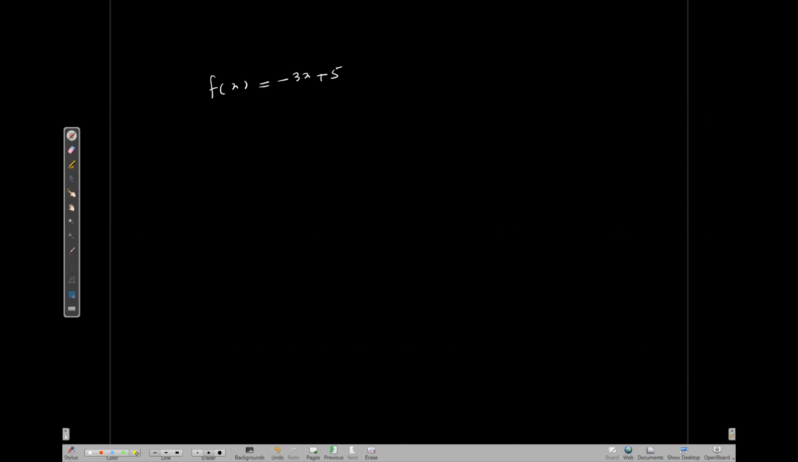Now let's use our steps. First step, make y equals negative 3x plus 5. Second step, interchange x and y. So instead of y, you just write x. That's because you are coming backwards.